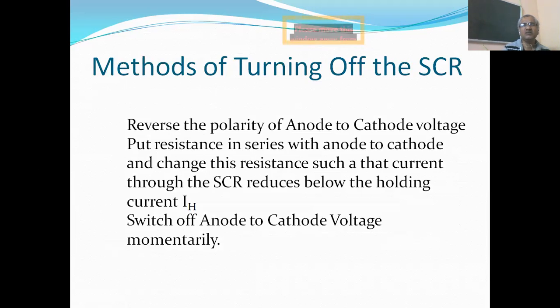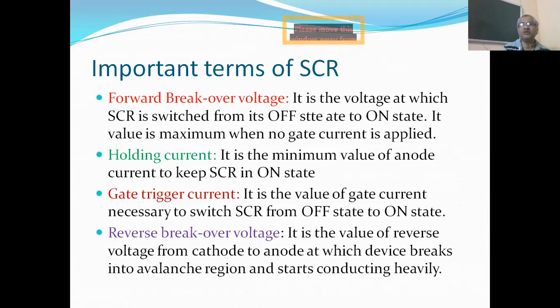We have seen the methods of turning off and turning on the SCR. So let us see the important terms related with the SCR. So what is the forward breakover voltage and gate trigger current or reverse breakover voltage? So forward breakover voltage, it is the voltage at which the SCR is switched from its off state to the on state. म्हणजे ज्या व्होल्टेजला SCR हा ऑफ स्टेट मधून ऑन स्टेट मध्ये जातो त्याला म्हणतो आपण फॉरवर्ड ब्रेकओव्हर व्होल्टेज.